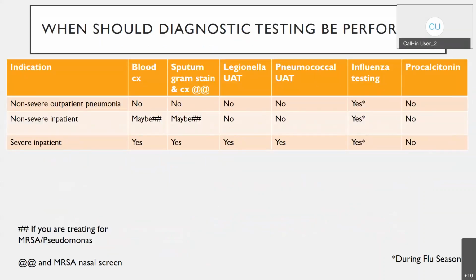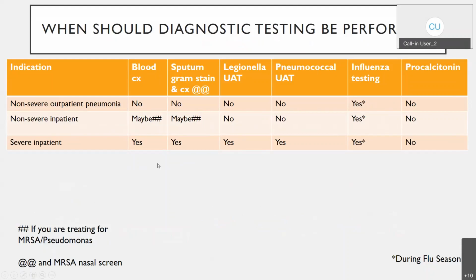So the indications for testing are based on whether you determine the patient to have severe pneumonia or non-severe pneumonia. In the outpatient setting, the only testing that's recommended is an influenza test. Again, that's because this is going to change your management. If they test positive for influenza, then we'll give antivirals.